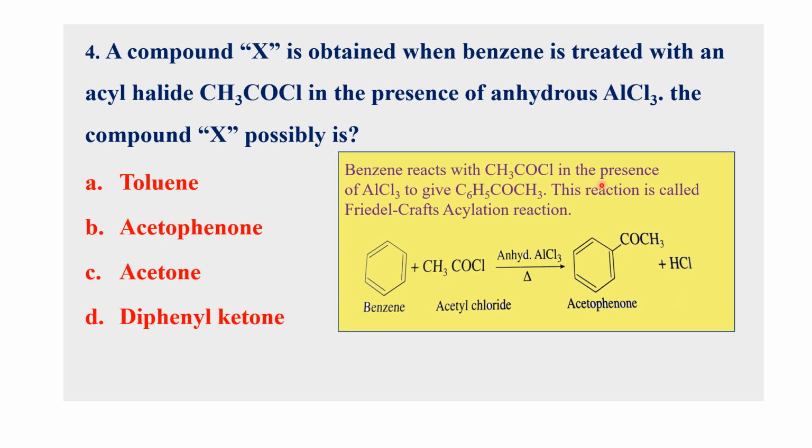Benzene, when reacted with an acyl halide in the presence of aluminum chloride, produces acetophenone, and the reaction is known as Friedel-Crafts acylation. So here is benzene, and this is acetyl chloride. When the chloride bond breaks, it will produce an electrophile. The electrophile will attach itself to the benzene ring and remove a hydrogen ion from the benzene ring. So acetophenone will be formed, and the hydrogen ion removed from the benzene ring will combine with chloride and produce HCl. So acetophenone will be the answer.